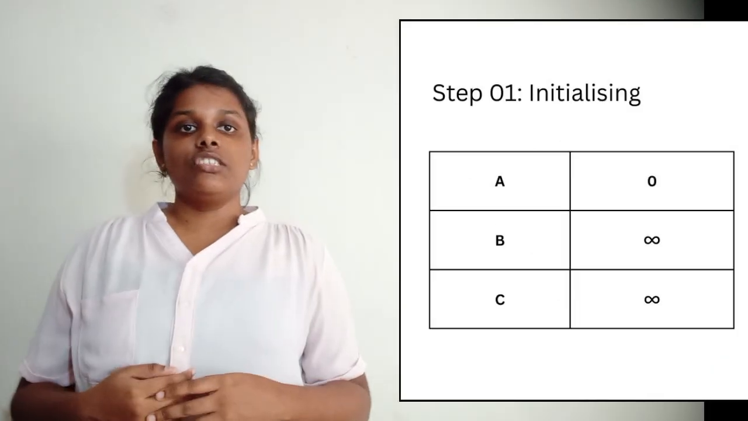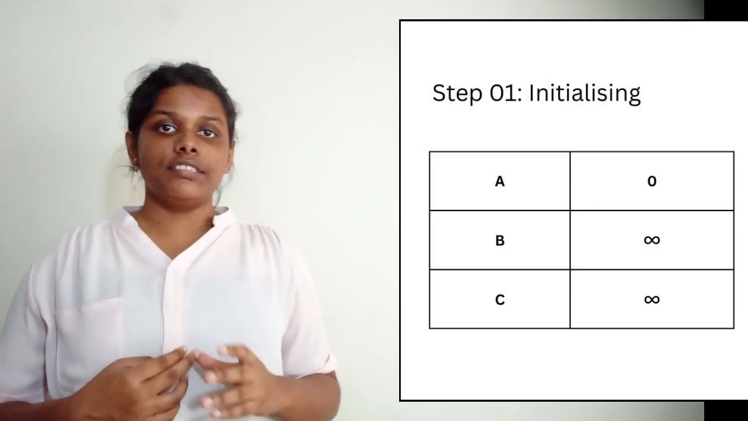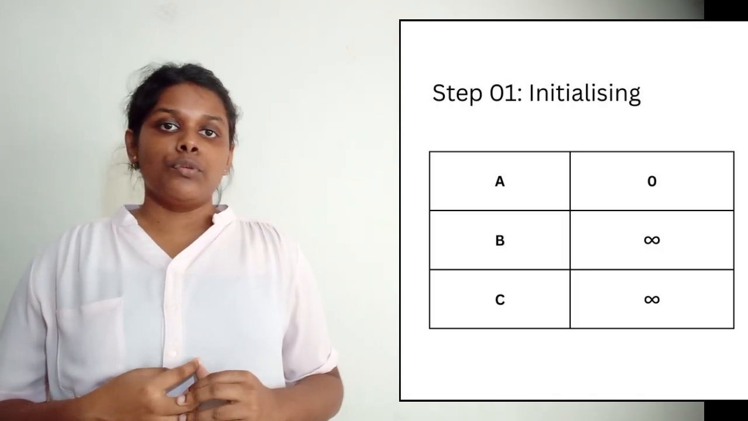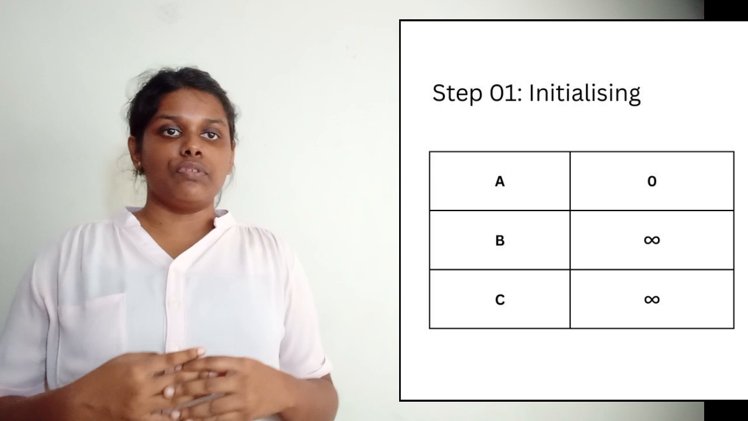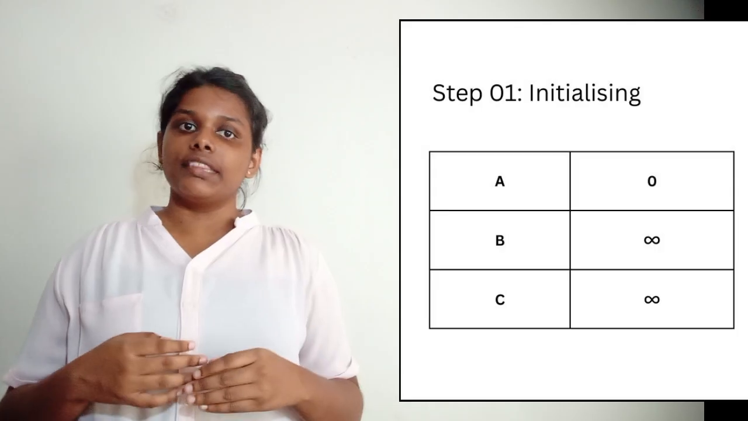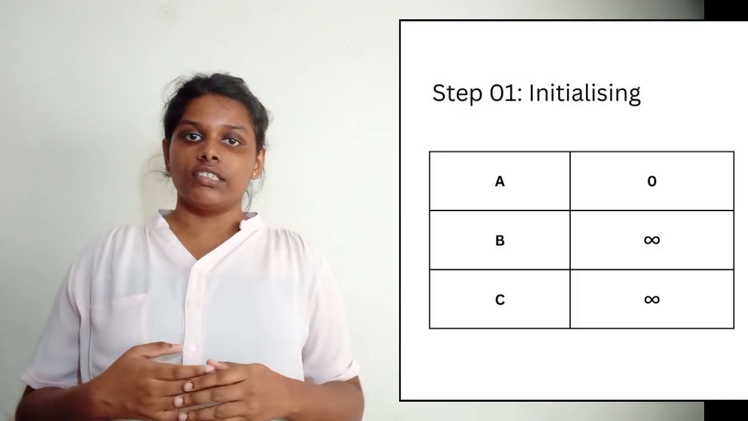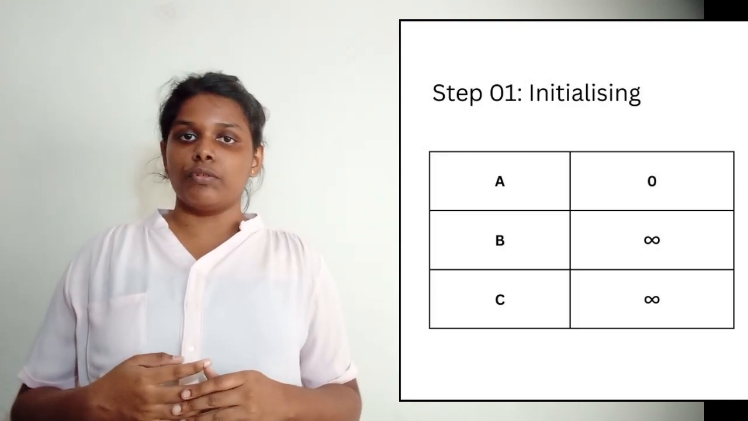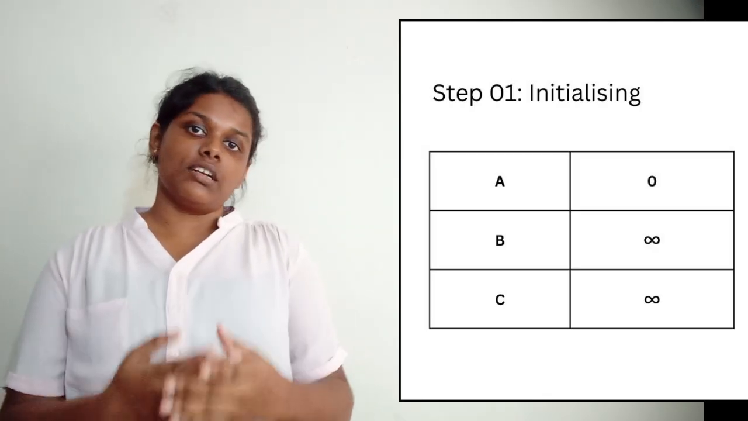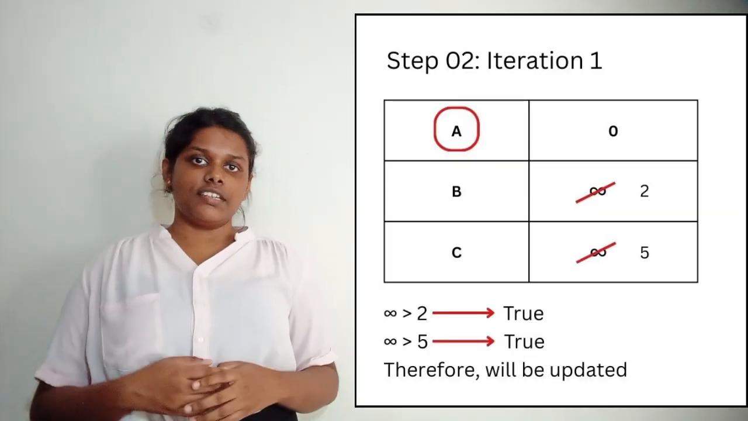The first step of edge relaxation is initializing. Here, A is 0 because from A to A, there will be no cost. For B and C, the path is still not defined, so we represent it with the infinity symbol. There should be two iterations because there are three vertices, and the number of iterations performed is at most the number of vertices minus 1, as mentioned before. Step 2 is to begin the first iteration.